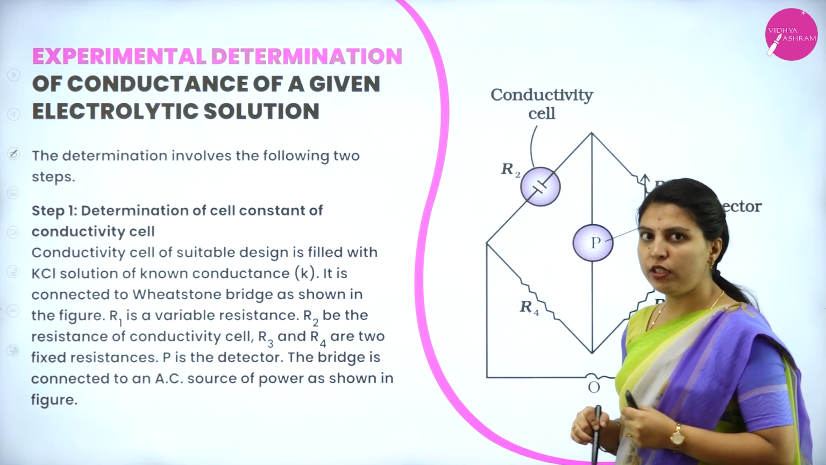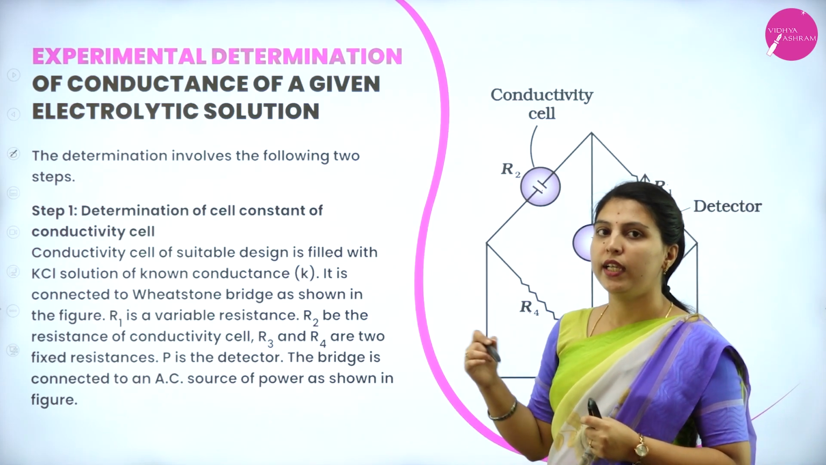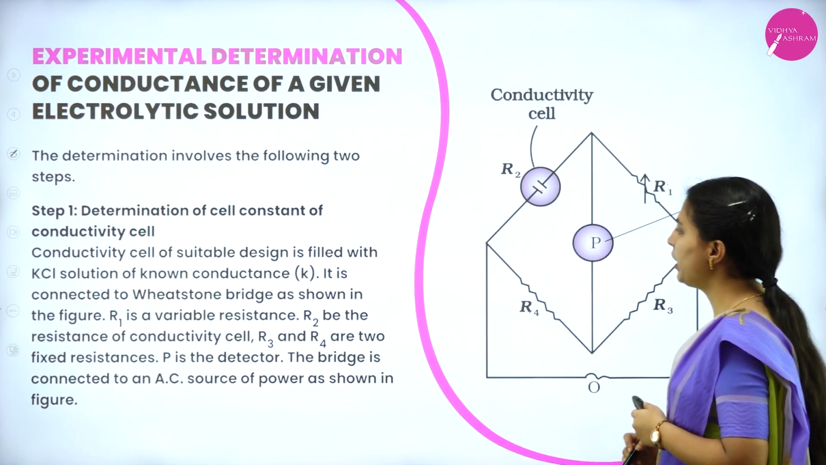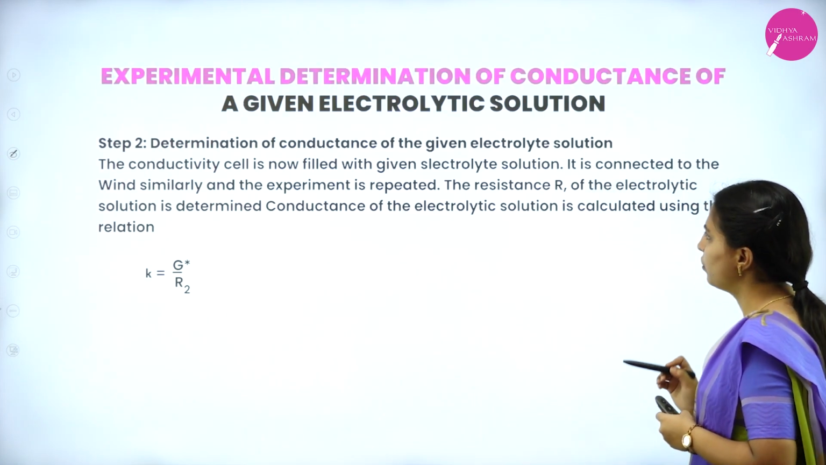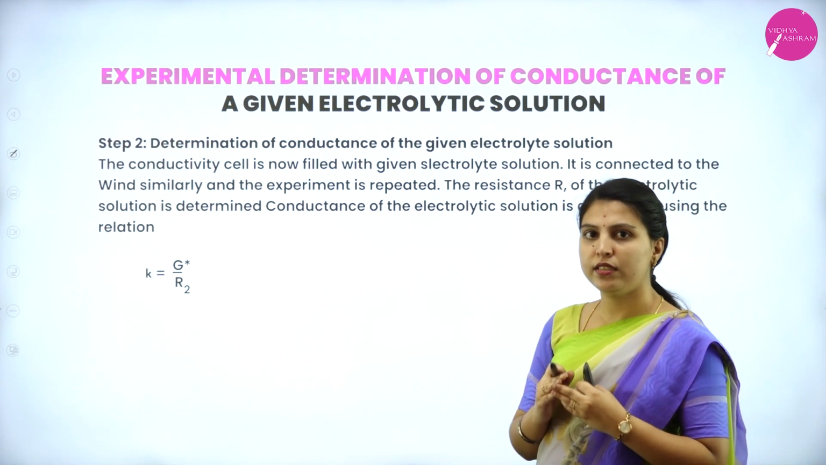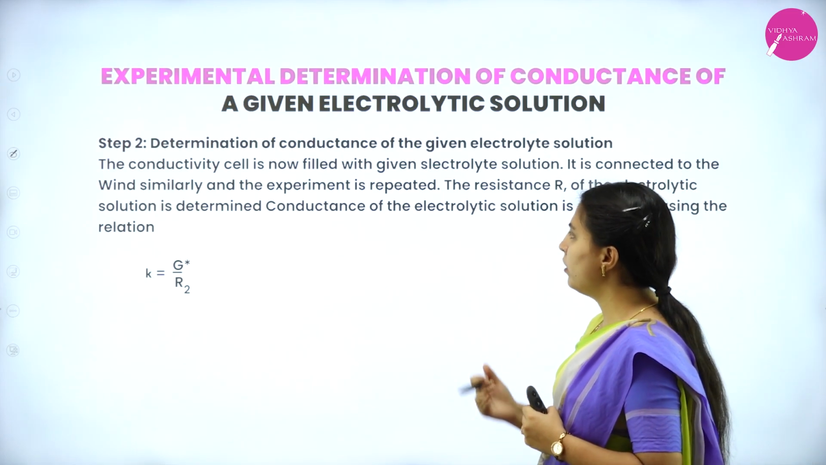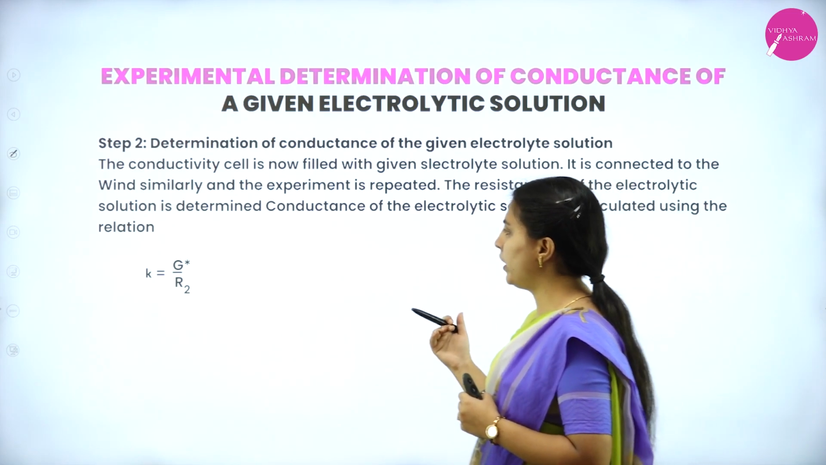And also here we know direct current cannot be used. Here alternating current only should be used. Next, determination of conductance of the given electrolyte solution. The cell constant has been determined now by using the Wheatstone bridge. Now, the conductance of the given electrolytic solution.